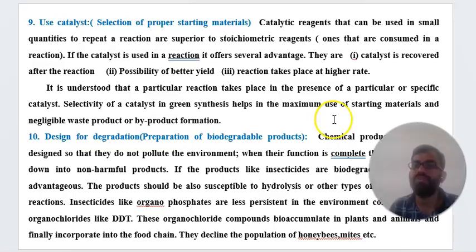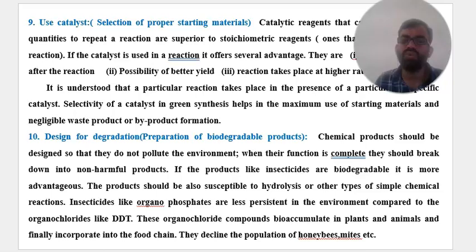Green synthesis helps maximize the use of starting materials, with negligible waste byproduct formation. That is the main principle of green chemistry. The 10th one is design for degradation, or preparation of biodegradable products. Chemical products should be designed so that they do not pollute the environment. When their function is complete, they should break down into non-harmful products. These kinds of reactions make up a green chemistry principle.